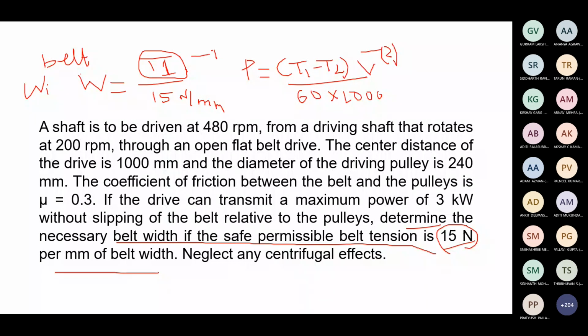This is equation 1. One more equation is T1 by T2 equals e raised to mu theta. This also you can find out. So using equation 2 and equation 3, you should be able to find out T1 and T2. At least if you find T1, we'll be able to calculate the belt width. Can you do it?